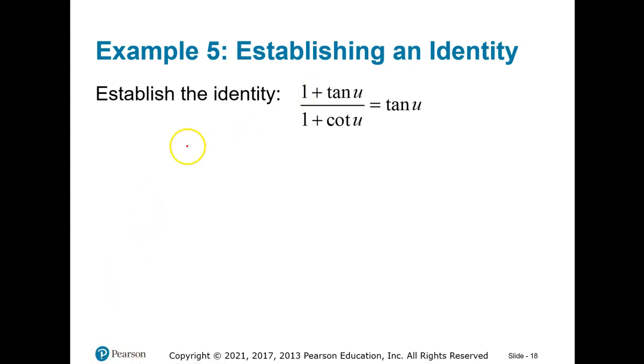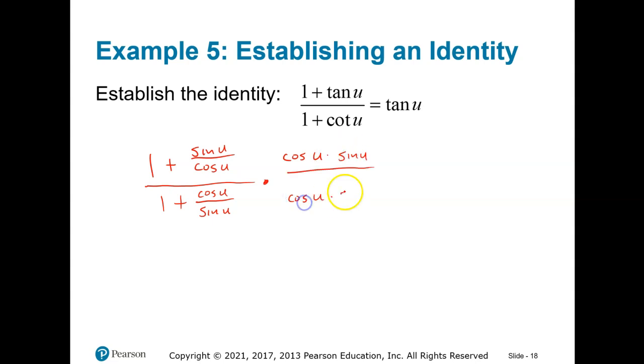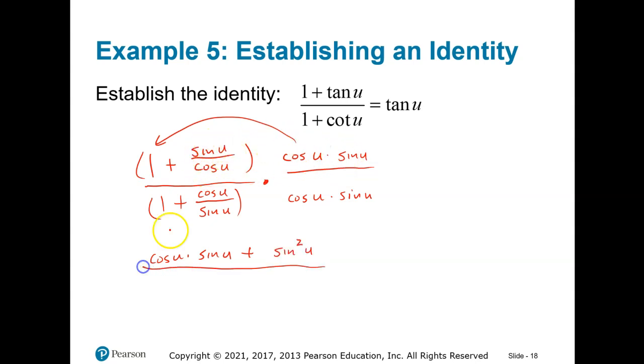So I could have also written this as 1 plus, instead of tangent, I could have said that's sine u over cosine. And on the bottom, that's 1 plus cotangent, which is cosine over sine. And if I multiply both of these by cosine u, sine u, so I'm distributing this through, this is going to give me cosine u, sine u, plus, when I multiply this one, the cosines will cancel and leave me with a sine squared. On the bottom, if I distribute through, I'd have a cosine u, sine u. And when I distribute through this time, the sines will cancel and leave me with a cosine times cosine.